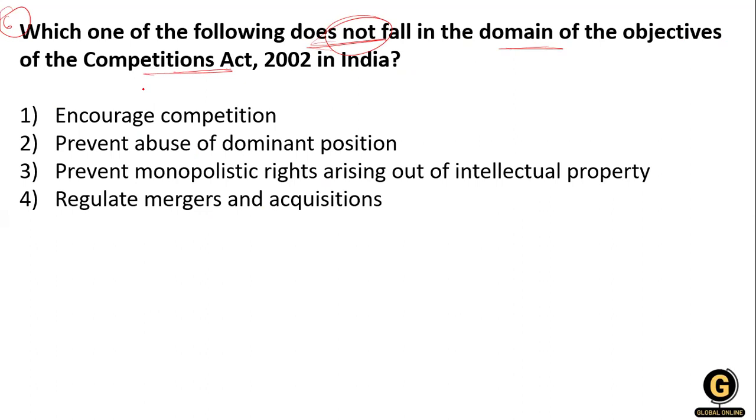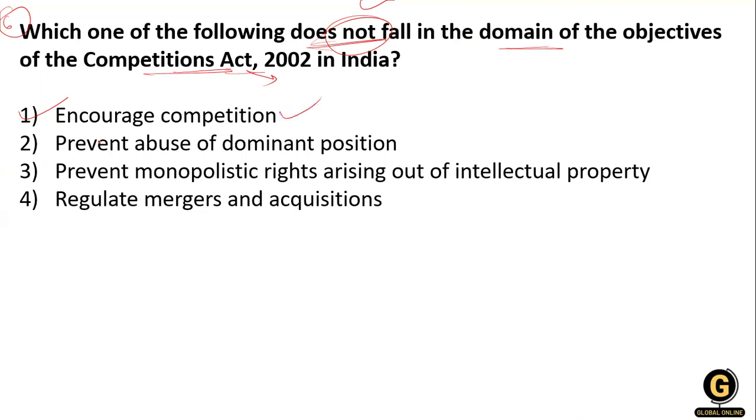Consider the main objective of the Competition Act in India. The Competition Act encourages competition. It is made because they want to maintain healthy competition in the market. This is the objective behind the Competition Act. They want competition, but healthy competition. So they encourage competition.